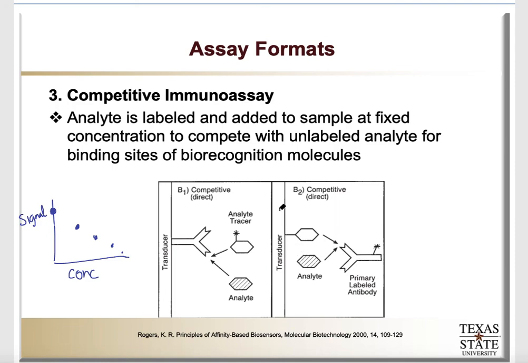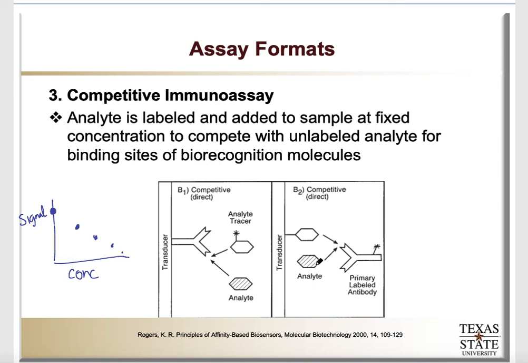On the right-hand side, I have a competitive indirect method. In this particular case, the transducer is actually going to be bound with analyte. This is the analyte that you purchase and that you know the concentration of, that you are binding to that surface. Now, the analyte here is the one that comes from your blood sample. What we're going to do in this case is label the antibody, or label the biorecognition molecule, let's say with a fluorophore.